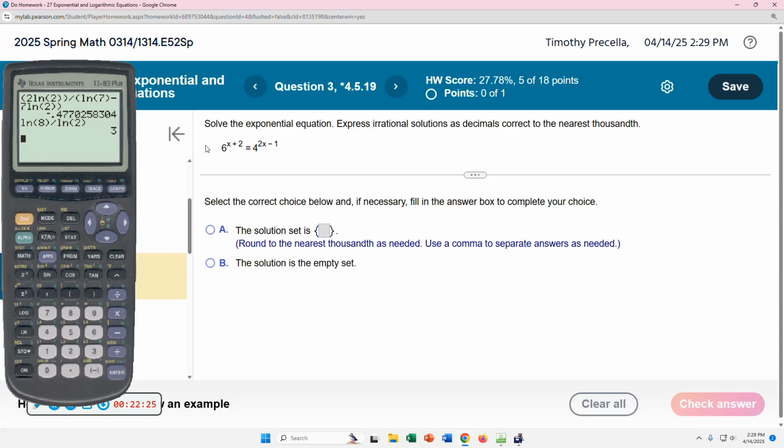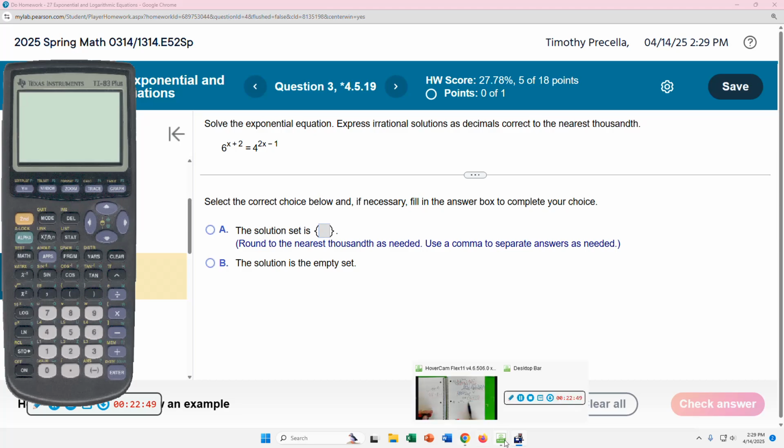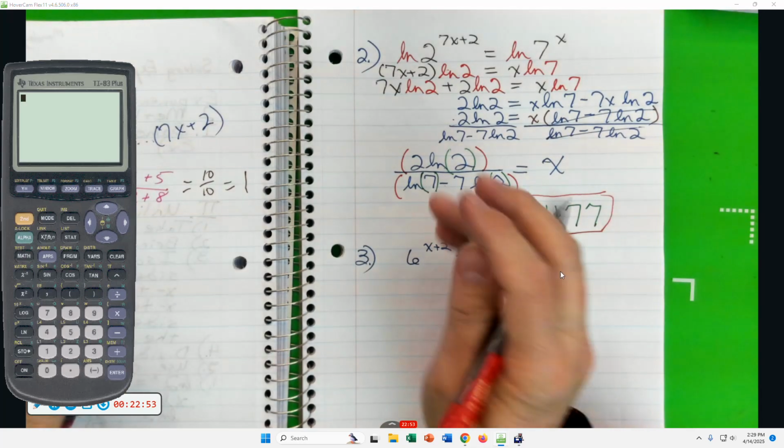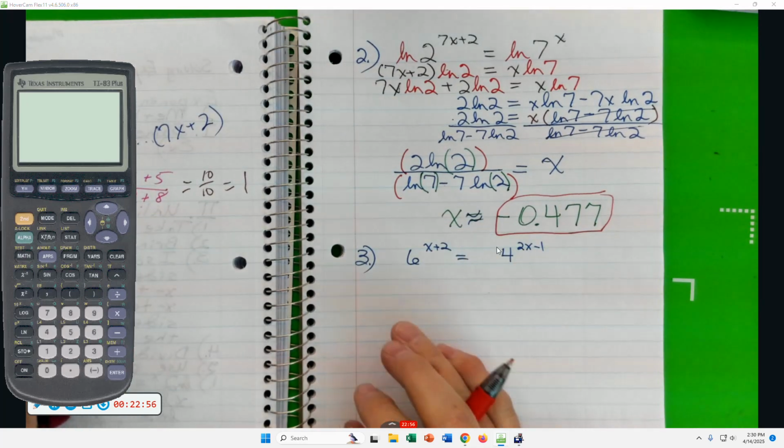6 to the x plus 2 is equal to 4 to the 2x minus 1. Ah, 6 is divisible by 3. 3 doesn't go evenly into 4, so there's no way we're going to get a common base. So we'll introduce logarithms.